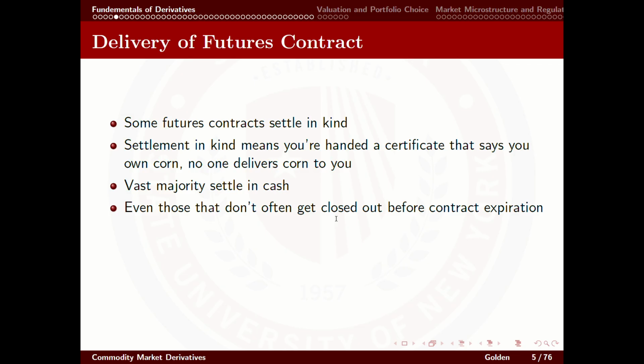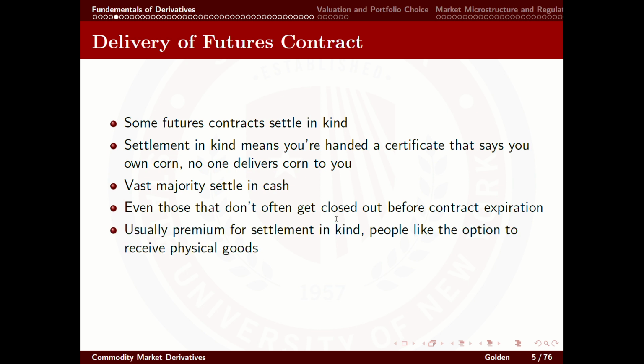You have a cash position, and then you pay an amount of cash that represents buying or selling a contract at that price, and you can use that to deal with your physical position. You're not actually receiving the potatoes at that date. Even those that don't settle in cash normally get closed out before contract expiration, so most participants never actually have to deal with physically owning a commodity.